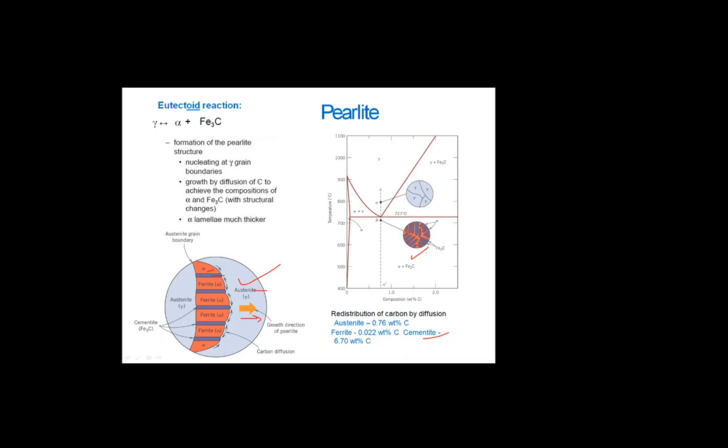Subsequent cooling of the pearlite from figure B shows insignificant microstructural changes, leading to the eutectoid reaction. The gamma transforms into the two solid phases, forming pearlite, nucleating at the gamma grain boundaries, and its growth leads to the transformation of alpha ferrite lamina that are much thicker, as the weight percentage redistribution takes place.